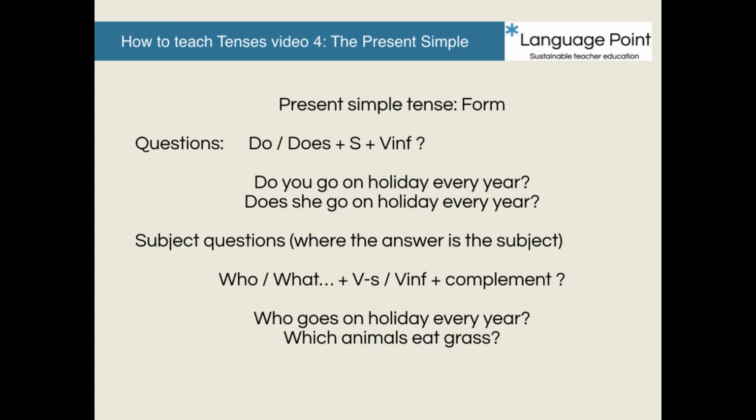Another question could be, which animals eat grass? So this time we've got an S on the noun animals. We're asking about the animals, which animals. So the verb does not have an S on the end. This is a nice trick to teach students where the S goes. We can say the S ending either goes on the verb or on the noun, never both.